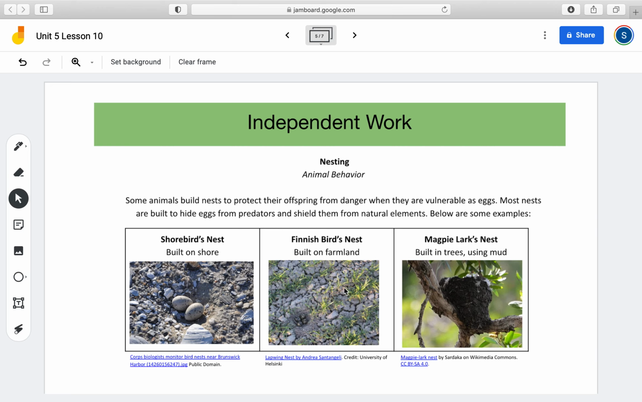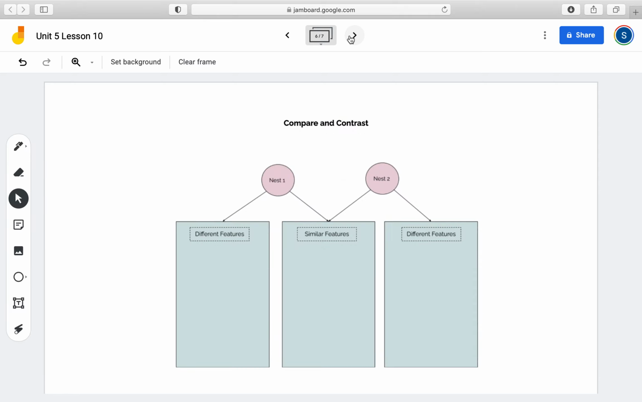These are the pictures that were in the slide. We have a shorebird's nest, a finnish bird's nest, and a magpie lark's nest. And these are all different from the nests that students are used to seeing. So I created this graphic organizer to help them with their compare and contrast activity. This is just one way to make it. You can customize it in any way. Sometimes there are circles with the centers overlapping. So this is just one way you can do this.